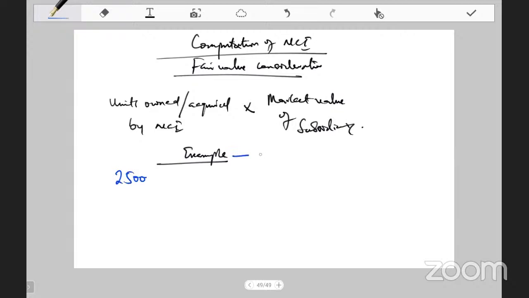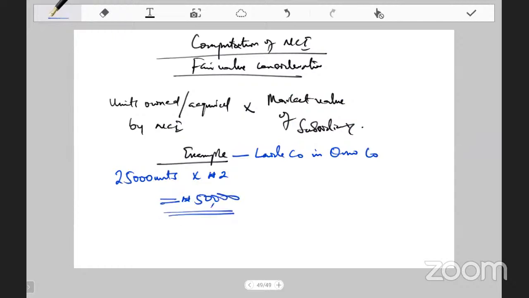So we are saying, using Lide Co in Omo Co, how many units does the NCI have in Omo? 25,000. And what is the market value of Lide of Omo's share? 2. So how much will we pay as the NCI? 50,000. So that is us.